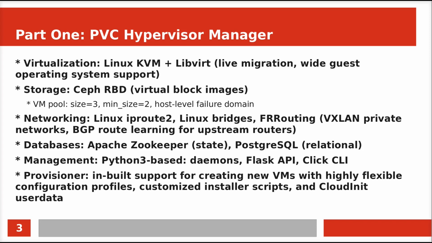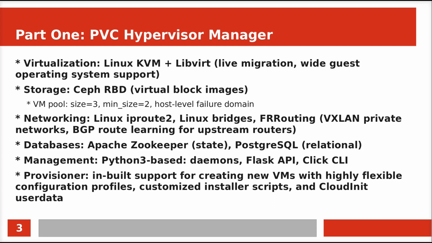On the networking side, it's leveraging iproute2, which is the basic Linux IP stack at this point. And then for client networks, we're using bridges, so you can do VLANs on a switch and bridge those into VMs. We're also using FRRouting, which is a descendant of GNU Quagga, to do VXLAN private networks. So those are just virtual networks between the nodes that VMs can be placed into, and they don't have to actually exist as a VLAN on a switch. You don't have to have any control over the switch for that to work. And FRRouting also enables BGP route learning for upstream routers if they need to access those private VXLAN networks.